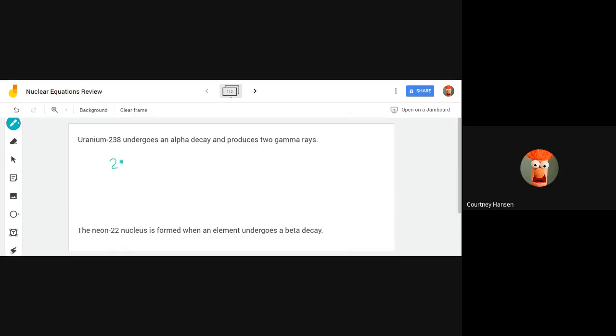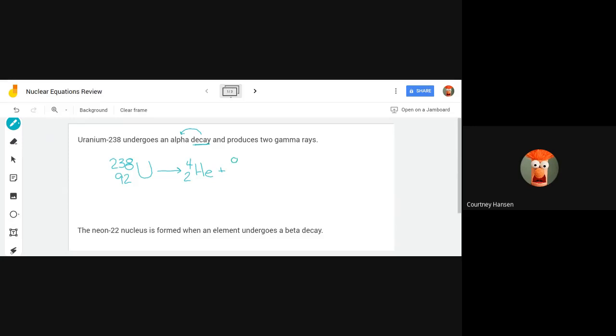We put the mass number on top, 238. And on a periodic table, we see that uranium is element number 92. Make sure you're using a periodic table that has the element names on it so that you can confirm you're using the correct element. It undergoes alpha decay, so that tells me that the alpha particle is going to come after the arrow. So an alpha is a 4 on top, a 2 on bottom, and a helium nucleus. And also that 2 gamma rays are made.